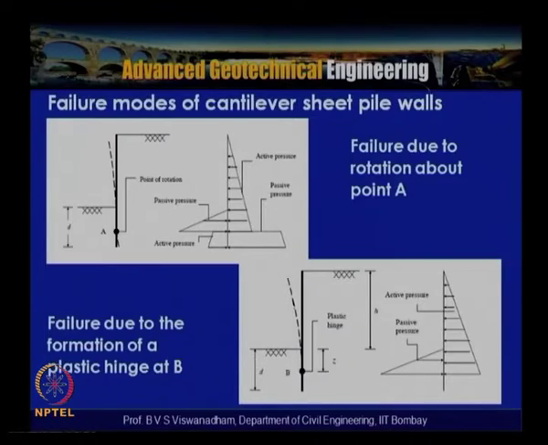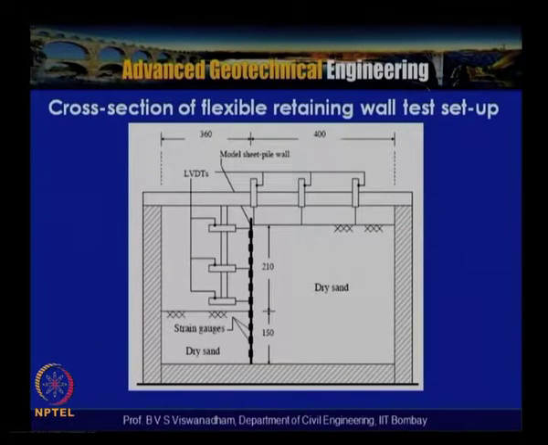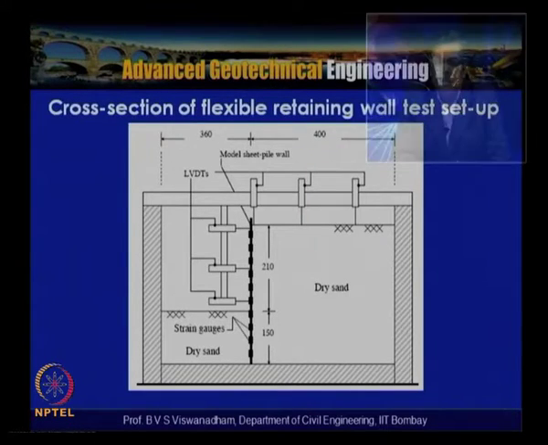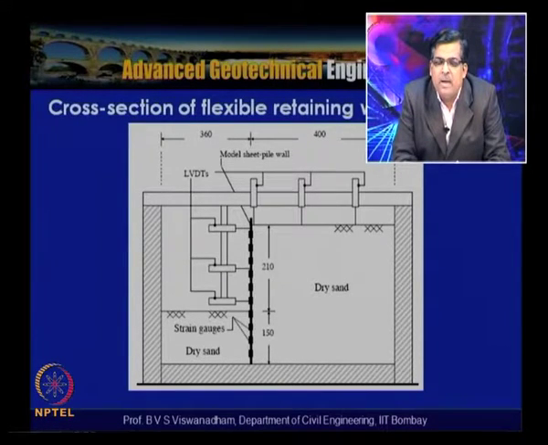numerical modeling. So here consider a cross section of a flexible retaining wall test setup, where the wall is instrumented with strain gauges basically to measure the bending moments. The bending moments are obtained by pasting strain gauges and calibrating by applying known loads, and for each application of the load the bending moment can be calculated theoretically, and the response of the strain gauges to the applied load can be obtained.